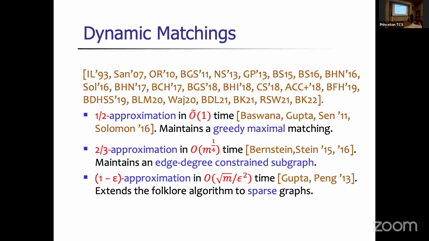How to think about this result? It's just generalizing that folklore algorithm I showed you before and extending it to the setting of sparse graphs. If your graph is dense, that is m is about n squared, you will recover the folklore result, which is n over epsilon squared update. So this is just saying that we can exploit the sparsity and improve the runtime of the folklore result to root m over epsilon squared.